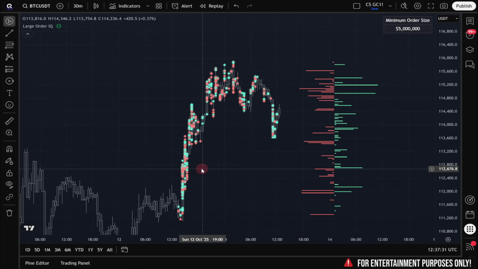And those $5 million orders will be displayed as these individual bubbles on each candlestick and will also contribute to the large order IQ volume profile. This is a significant amount of information for me personally to judge what big money is doing in the underlying market that allows me personally to make improved analysis-backed decisions.